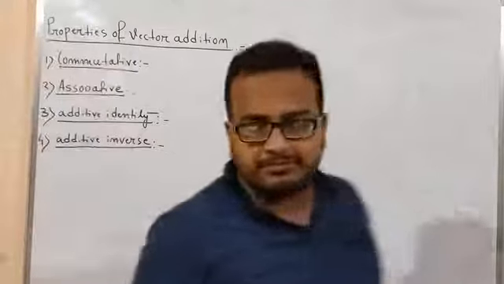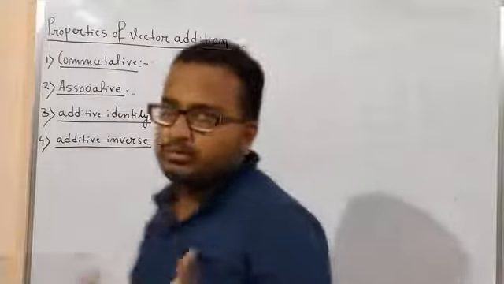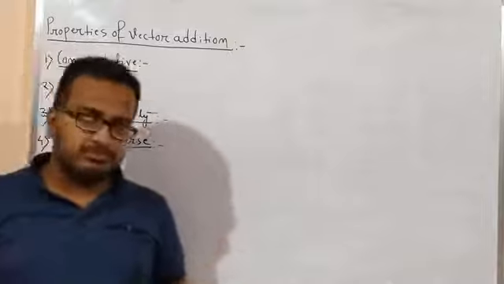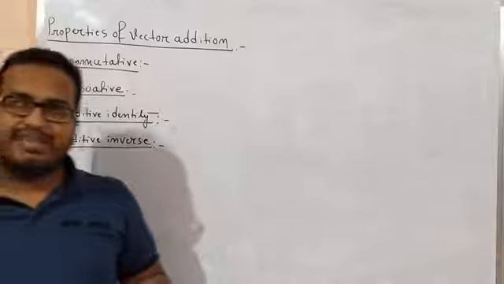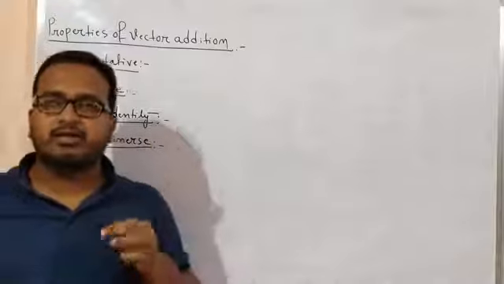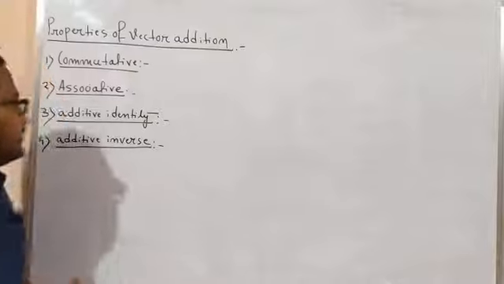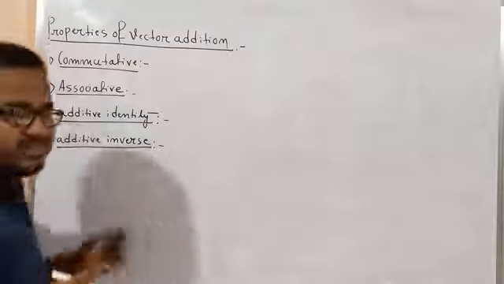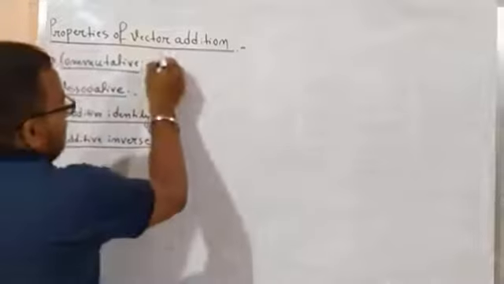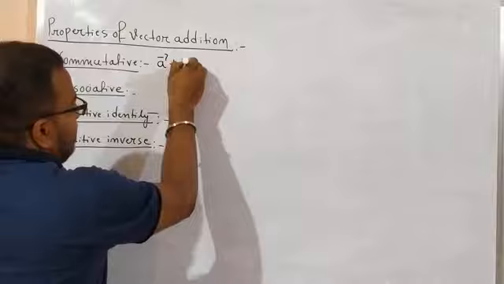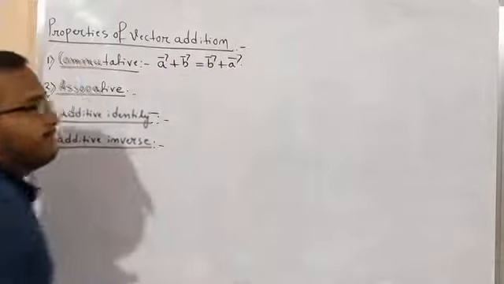There are some properties of vector addition. So the first property is commutative. We know what commutative means. As we have seen, real numbers are commutative with respect to addition as well as multiplication, right? But real numbers are not commutative with respect to subtraction, isn't it? So vectors are also commutative with respect to addition. Okay. So it is a vector plus b vector equals b vector plus a vector.